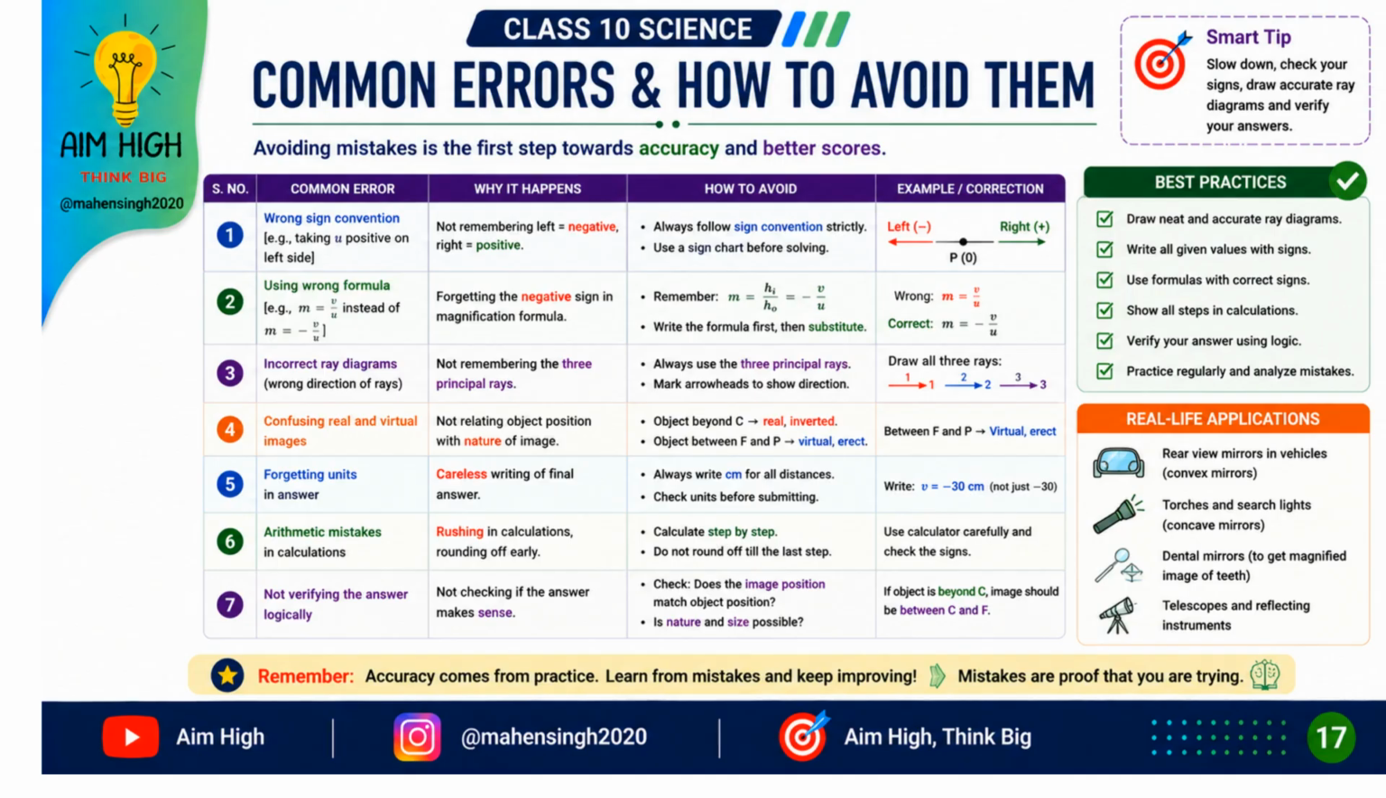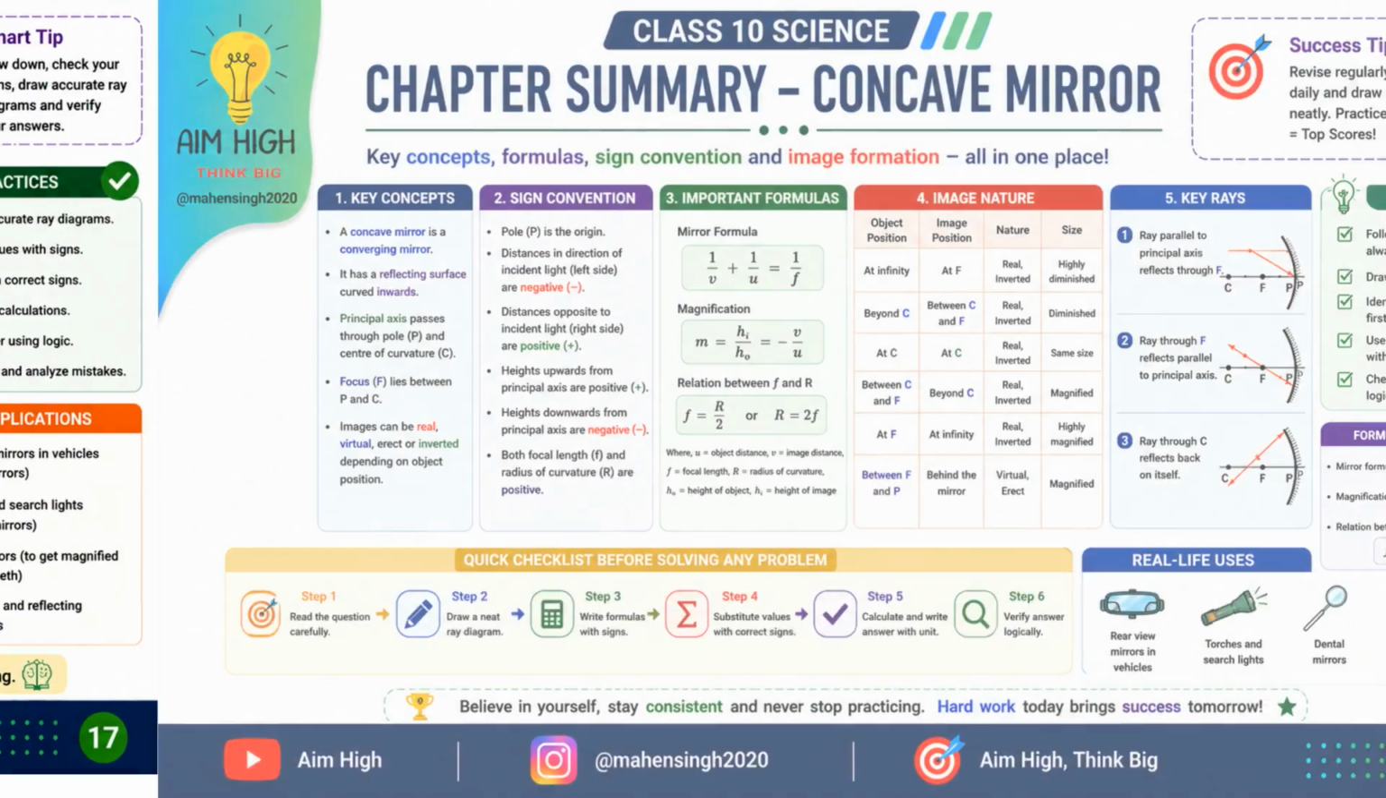While solving numericals, use the correct sign convention carefully. Remember that real images are inverted and virtual images are erect. Practice mirror formula and magnification questions regularly to improve speed and accuracy. Most importantly, understand the concept instead of memorizing blindly. With proper practice and confidence, you can easily score full marks in this chapter.